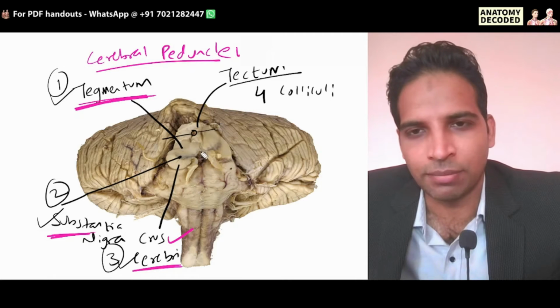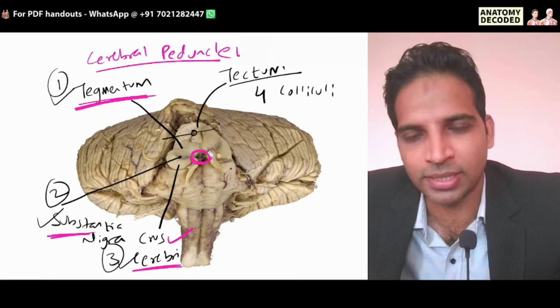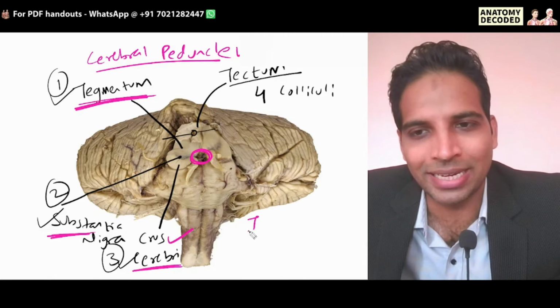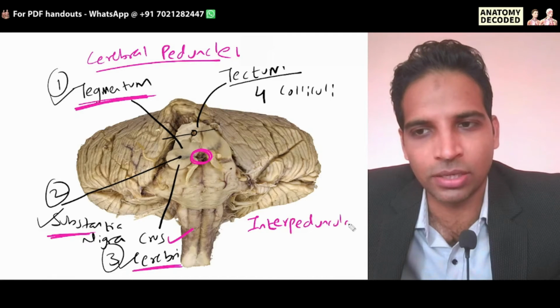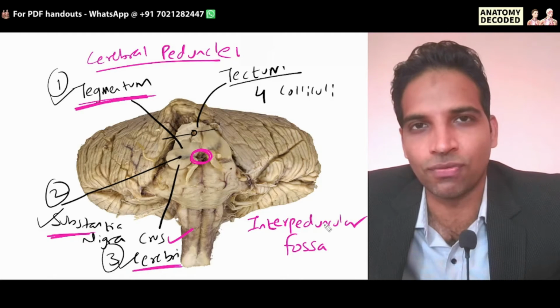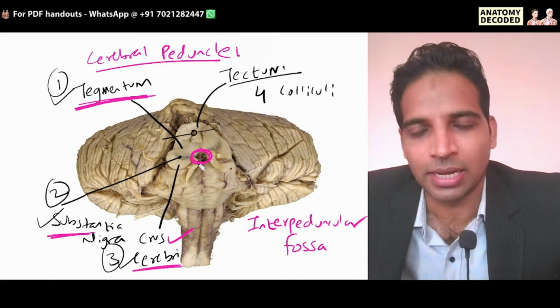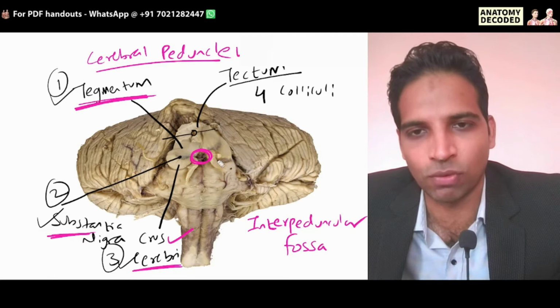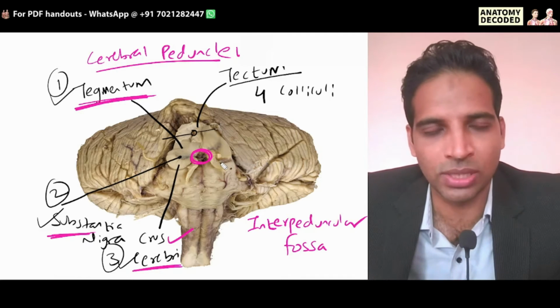In between the two crus cerebri, there is a space that is referred to as the interpeduncular fossa, which lodges the circle of Willis. It's the arterial supply of the brain. There's an important component called the circle of Willis, which is present in the interpeduncular fossa. So this was about the midbrain.